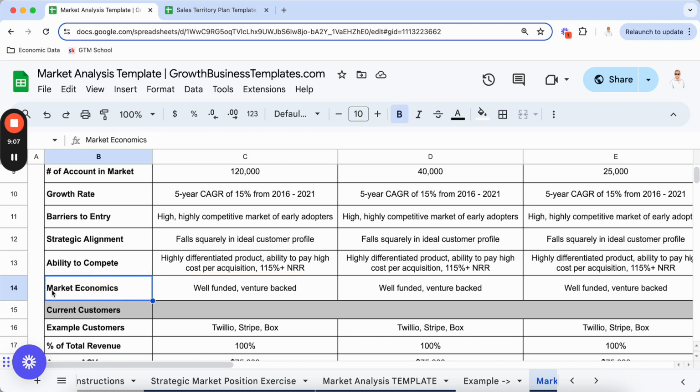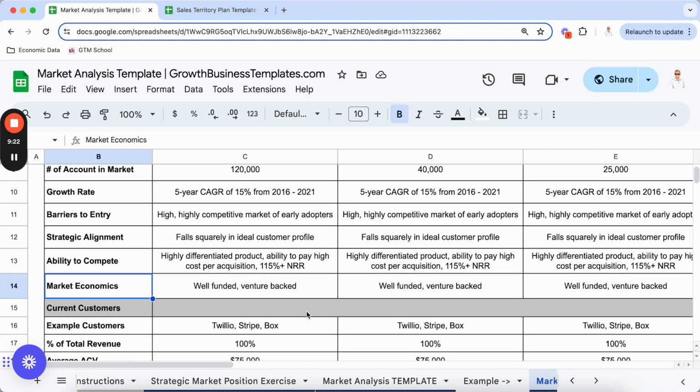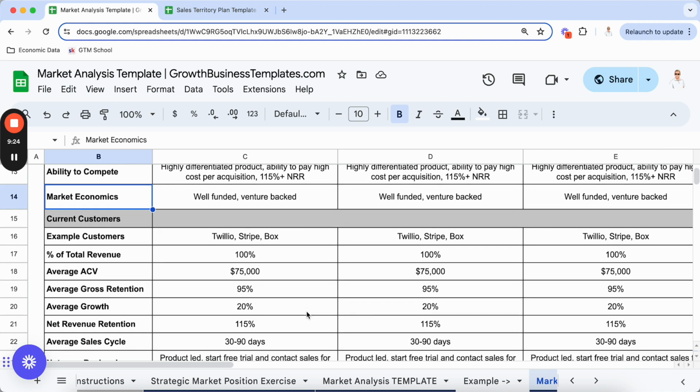And then the market economics. This is, what are the economics of the customers in that market? Are they well funded? Are they cash rich? You include the market economics for these different markets here. So those are the market conditions up top.